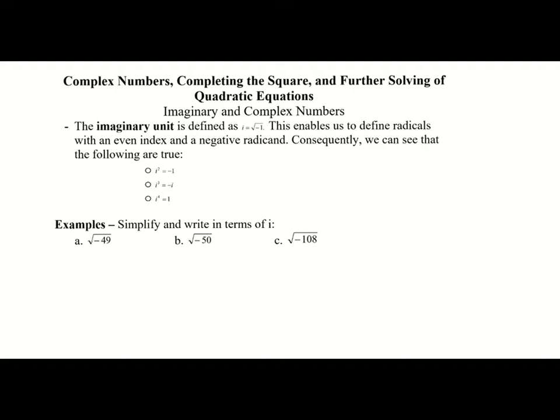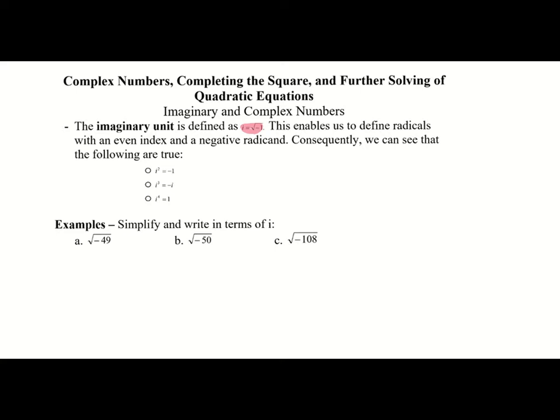So we had to come up with imaginary numbers, and that's how we deal with that negative under an even index radical. The imaginary unit is defined as i, and i is equal to the square root of -1. So it allows us to deal with that negative radicand.